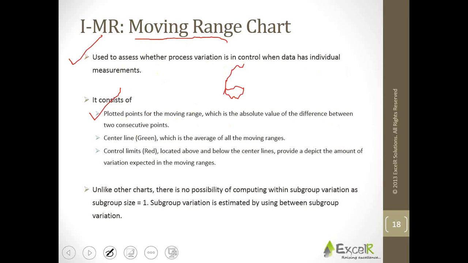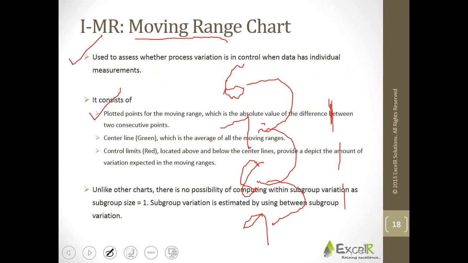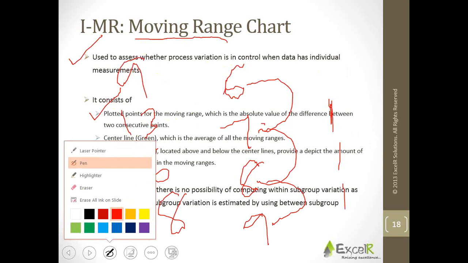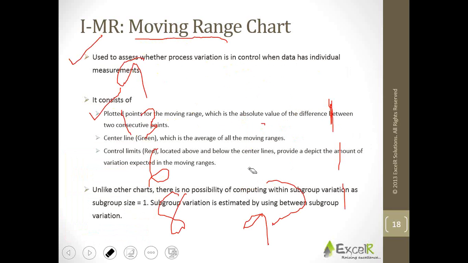So if I have torque of 6, 7, 8, 9, so on and so forth, moving range says subtract these two, moving range is 1. Subtract these two, moving range is 1. These two, moving range is 1. Suppose I have another data set, 13, 6, 8. In that way, I have a different set of numbers, assume.